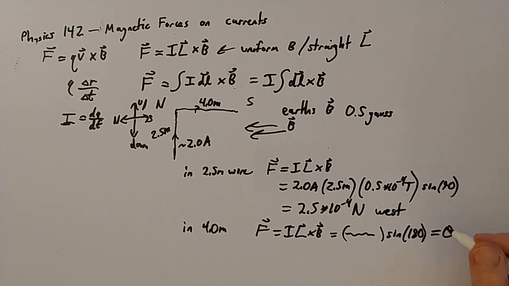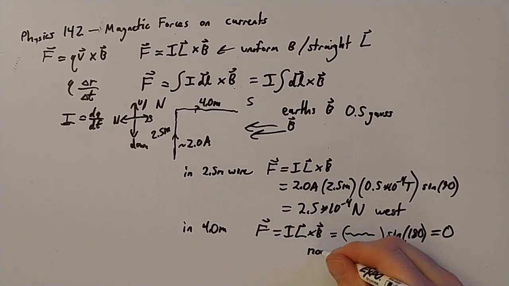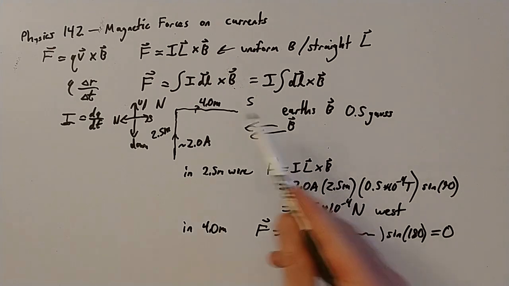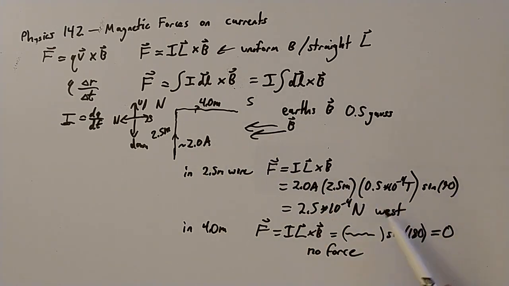So that means that we actually have no force in the 4-meter wire, and so the total force on all of it must just be the force that's acting on this upward part, that 2.5 times 10 to the minus 4 newtons. So there we have just another example of using these cross products and calculating magnetic forces acting specifically on currents.